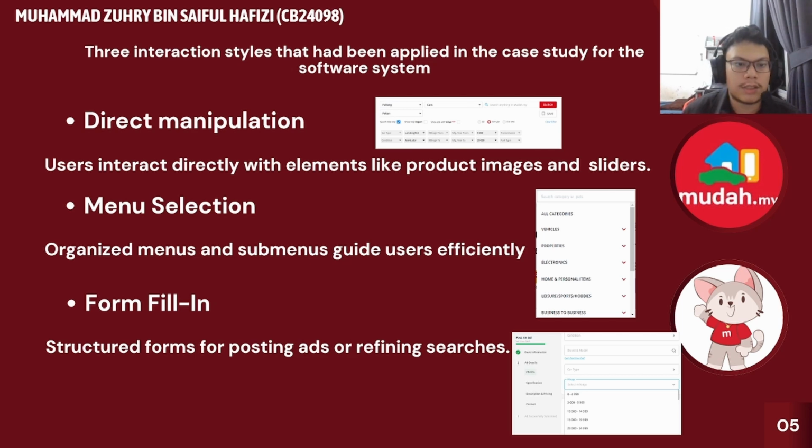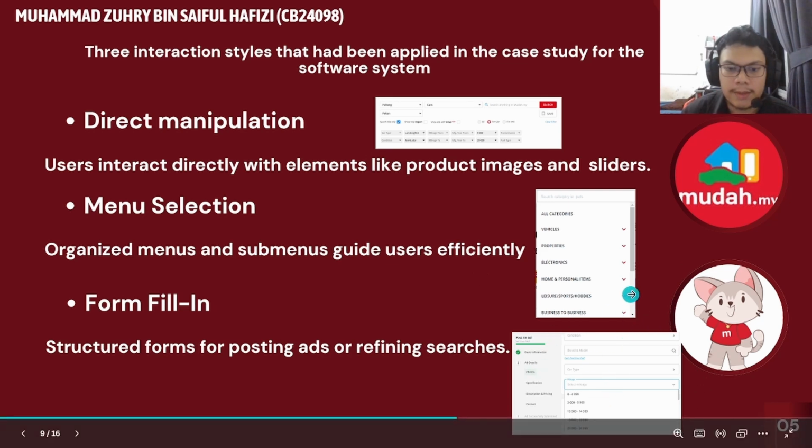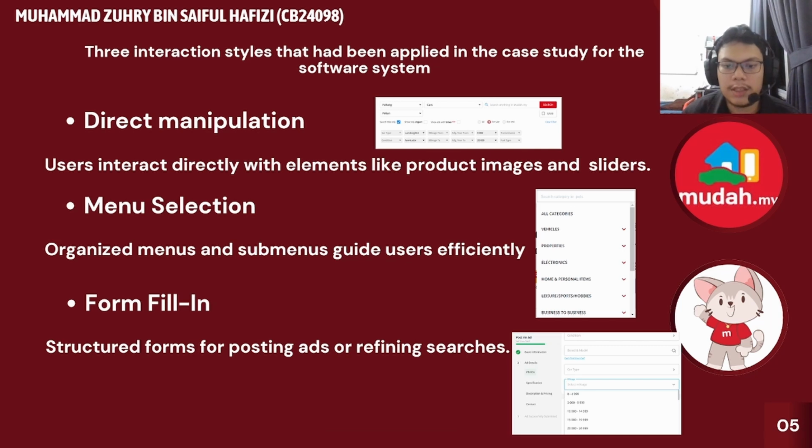The third interaction style is form fill-in, that structures form for posting ads and refining search. For example, fill in the title, description, category, and the price, like this picture shown here. The benefit for it is systematic data collection, reduced ambiguity, and improved accessibility for the user.